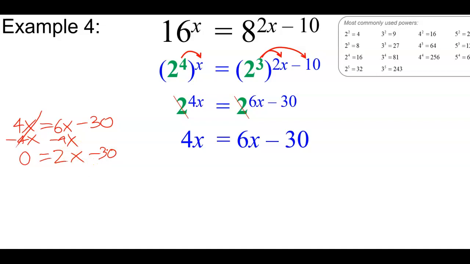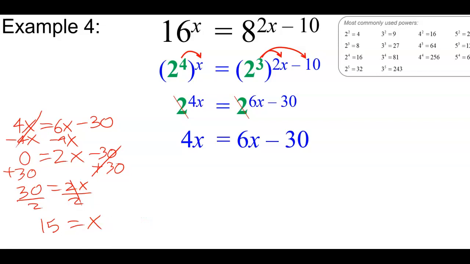And I know people get weirded out by zeros, but you can still solve that, right? What do I do first to get rid of that? Minus 30. Plus 30. 0 plus 30 is 30. And then you get rid of the 2 by dividing by 2. You get 15.